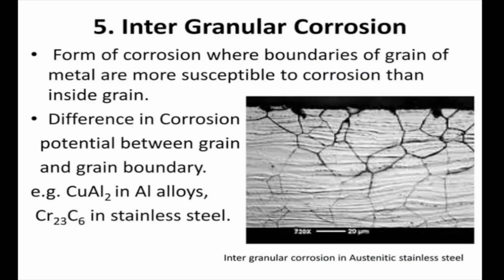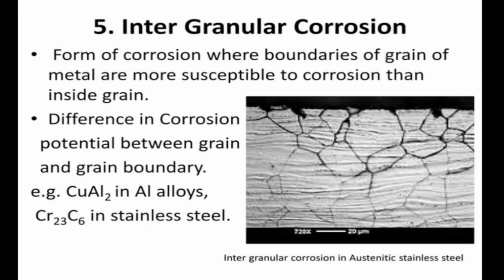So this is the fifth part of the types of corrosion, which is called intergranular corrosion. It is a very typical type of corrosion which is microscopic in nature and cannot normally be identified by the naked eye, but inside the matrix of that particular metallic material, it makes it weaker.